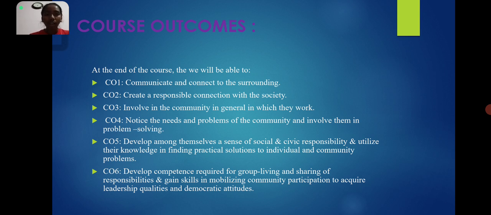Course outcome 5, develop among themselves a sense of social and civic responsibility and utilize their knowledge in finding practical solutions to individual and community problems. The last course outcome is develop competence required for group living and sharing of responsibilities and gain skills in mobilizing community participation to acquire leadership qualities and democratic attitudes.